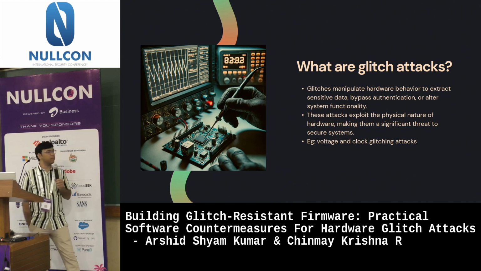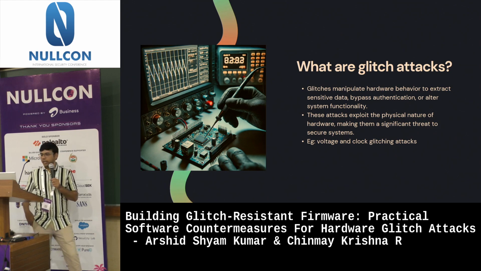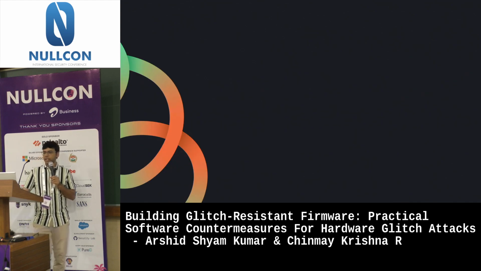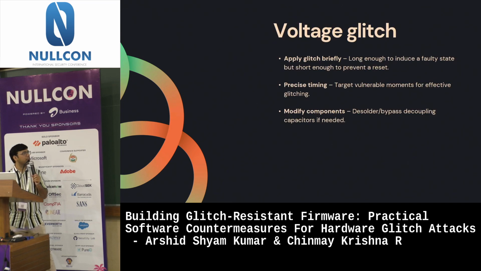As I told, you can vary the voltage, or you can meddle with the clock, and there are other advanced glitching attacks like optical injection, and electromagnetic EMI fault injections. But what we will be going in depth into is voltage glitching, because this is something which can be done a bit more easily compared to the other advanced optical and EMI attacks.